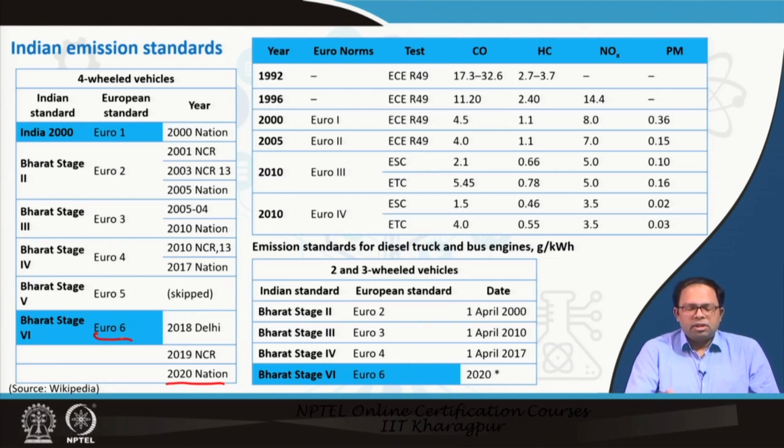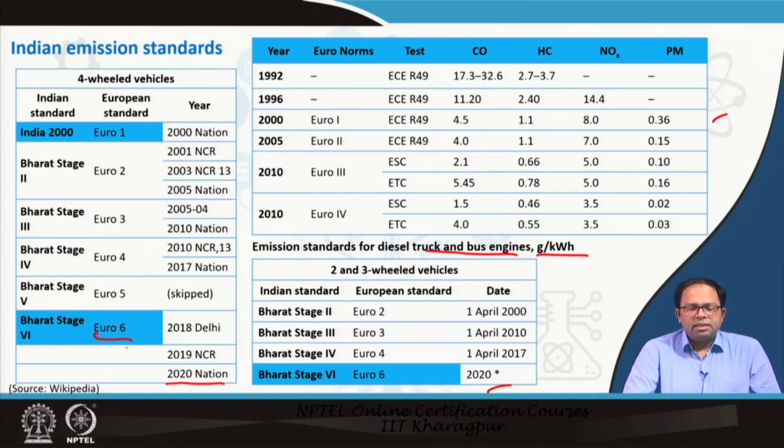Similarly, we have standards for two- and three-wheeled vehicles, which are given over here, and we also have standards for heavy vehicles like buses and trucks. Similarly, we have standards for light-weight vehicles, for passenger and goods carrying vehicles, and so on. Here you can see the emission standards are given in gram per kilowatt hour for truck and bus engines, because those are big in size. Over here it is gram per kilometer.